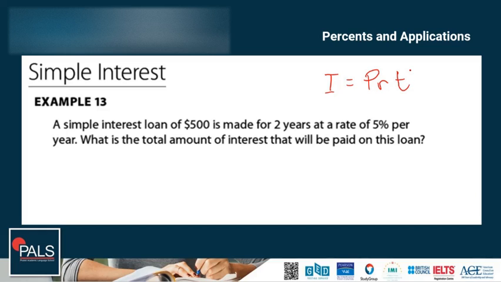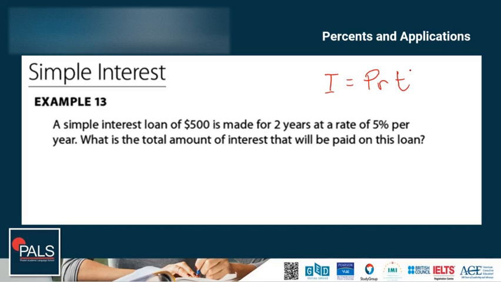In this formula, I represents the interest earned. P is the principal. R is the rate of interest expressed as a decimal. And T is the time in years. Let's try example 13. A simple interest loan of $500 is made for 2 years at a rate of 5% per year. What is the total amount of interest that will be paid on this loan?